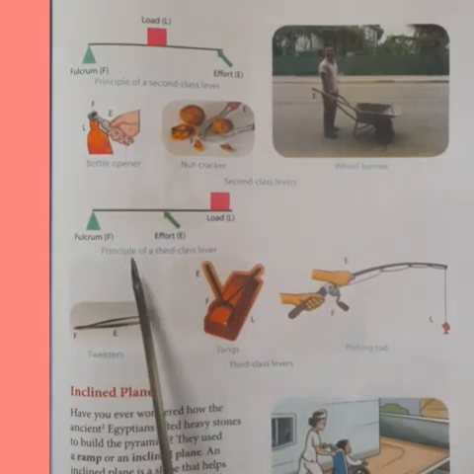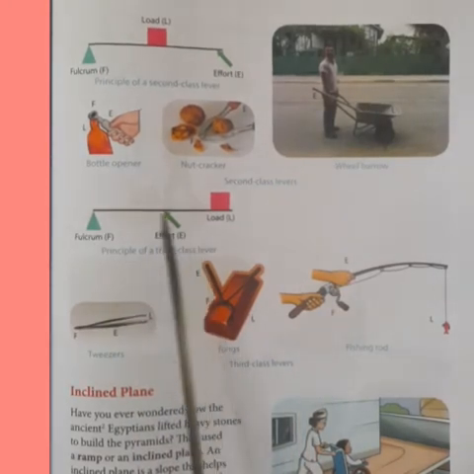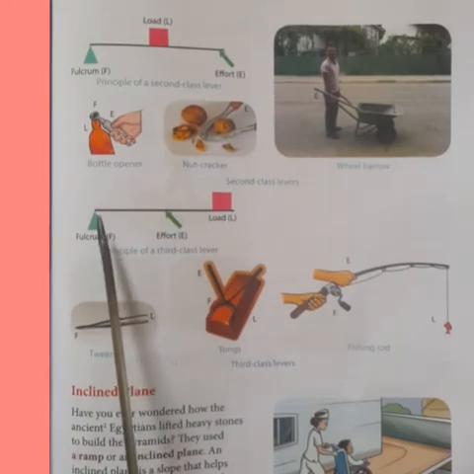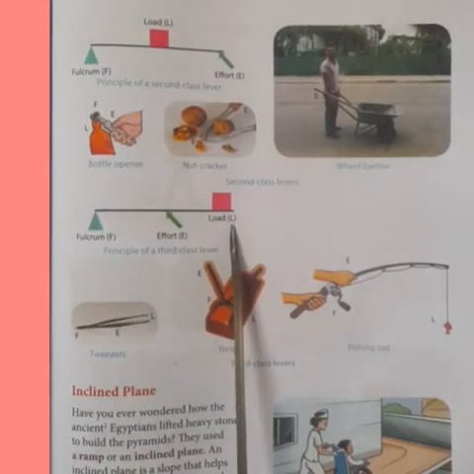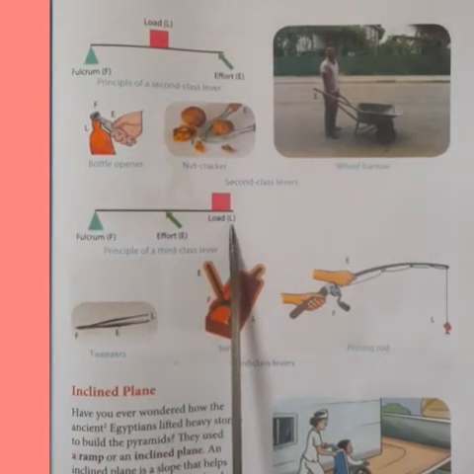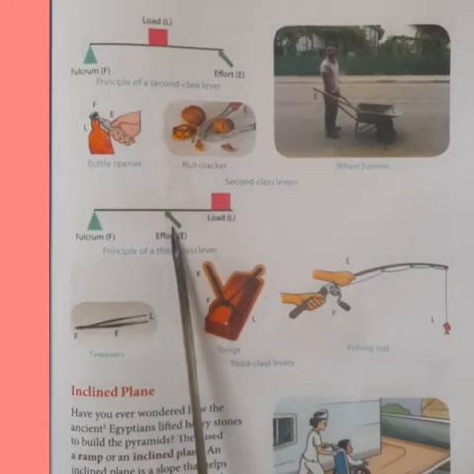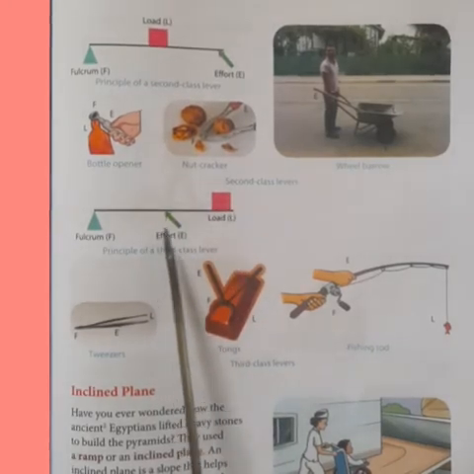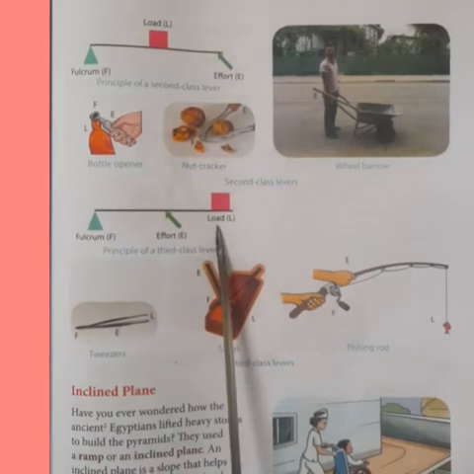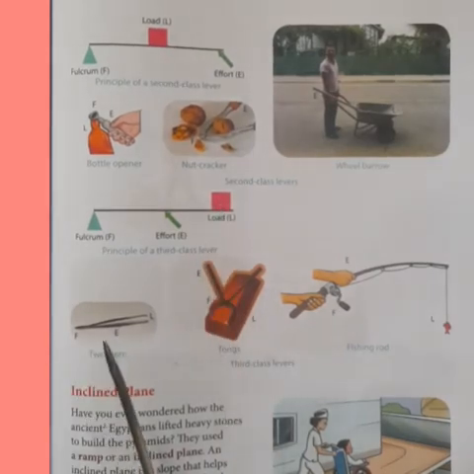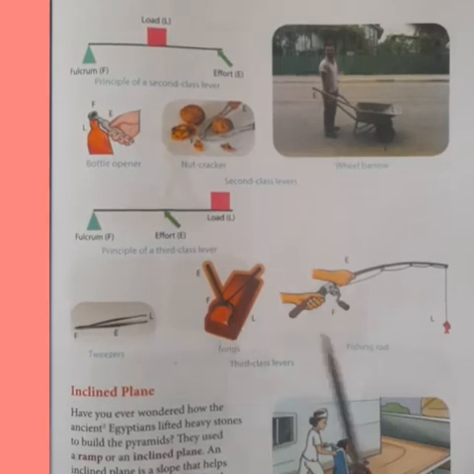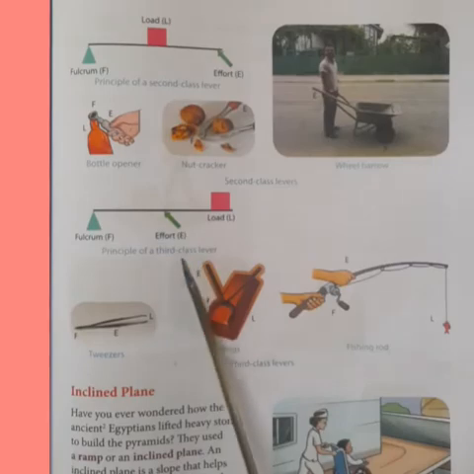So in case of a third class lever, the fulcrum is at one end of the lever and the load is at the other end. And the effort is applied in between the fulcrum and the load. We have many examples like the tweezers, tongs, fishing rod. All these are the examples of third class lever.